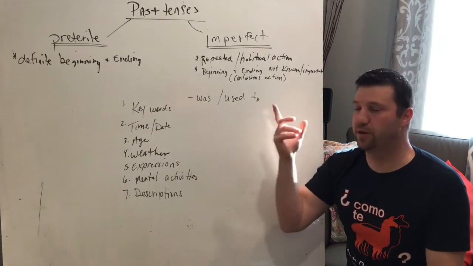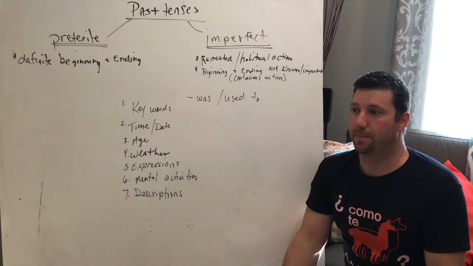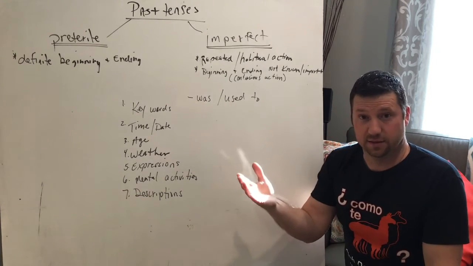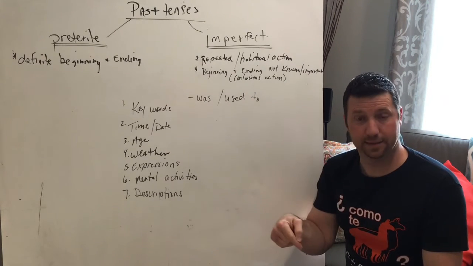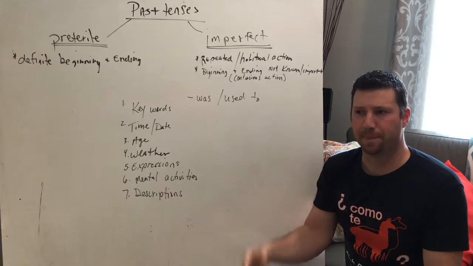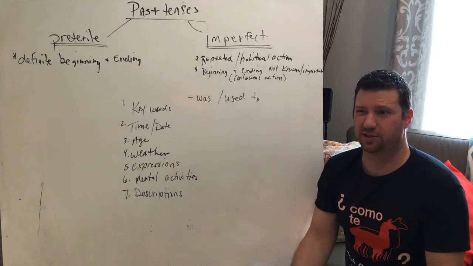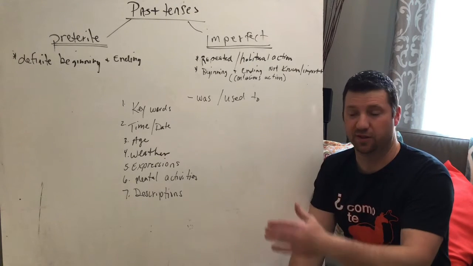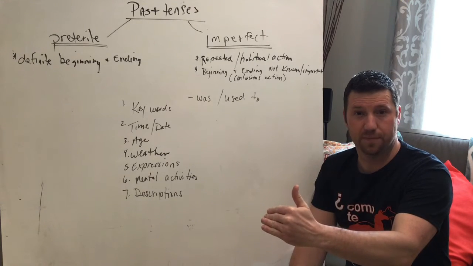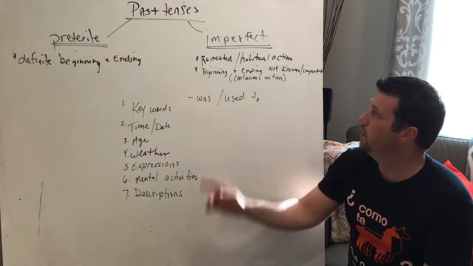Okay, so the preterite is defined as having a definite beginning or ending. Now it doesn't have to be stated. For example, if you want to say, I went to the store, yo fui a la tienda. Okay, using the preterite, we're just stating that I went to the store. I'm not stating a definite time, but by using the preterite, I'm giving it a specific, it happened, without anything else happening. I just went to the store.